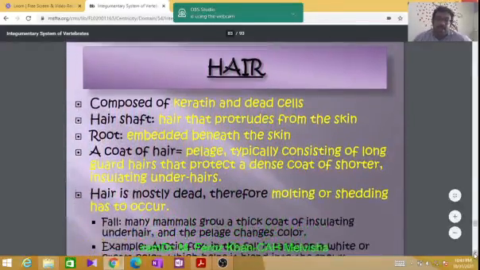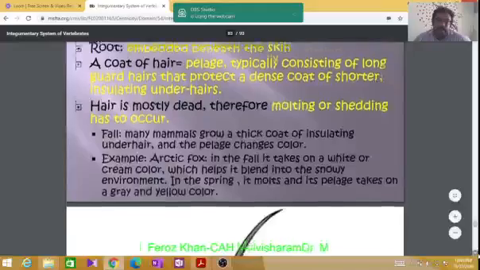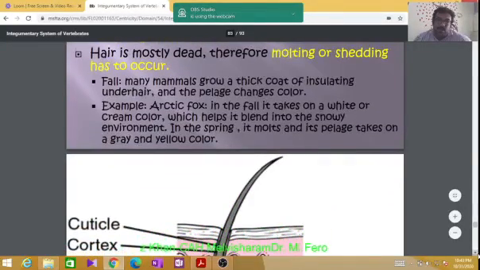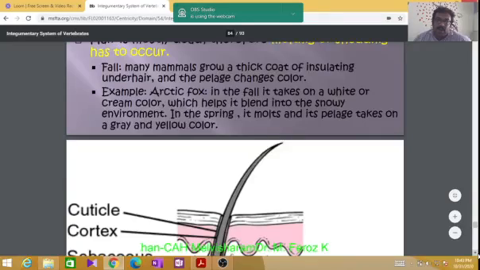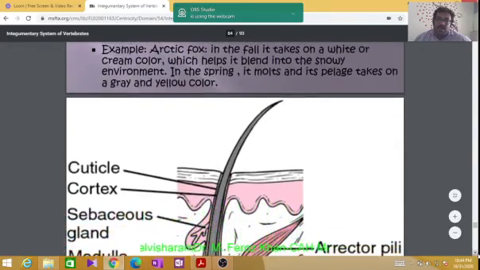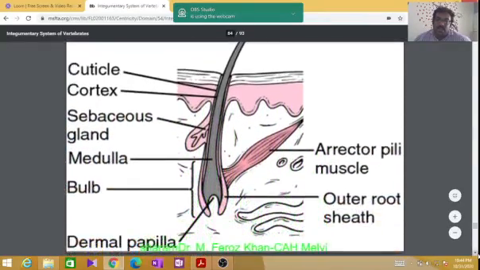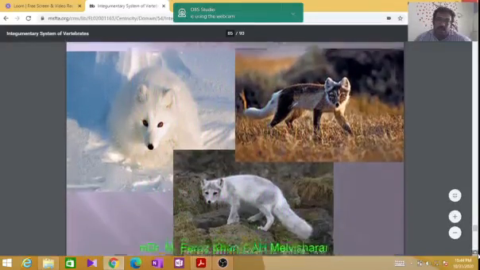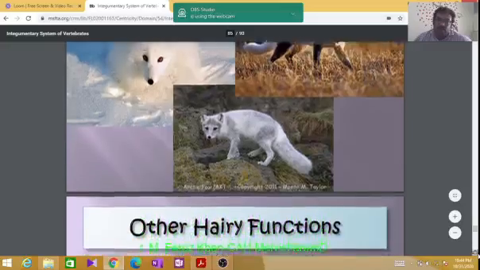Then comes the hair. Hair is composed of keratin and dead cells. It has a hair shaft, root, and a coat. Hair is mostly dead. It may fall. For example, the Arctic fox. In the fall and winter season, it takes on a white or creamy color, which helps to blend with the snowy environment. But during the spring, it molts and develops a new color. See the structure of hair that comes out from the dermal papilla. See, it looks two different colors in two seasons.